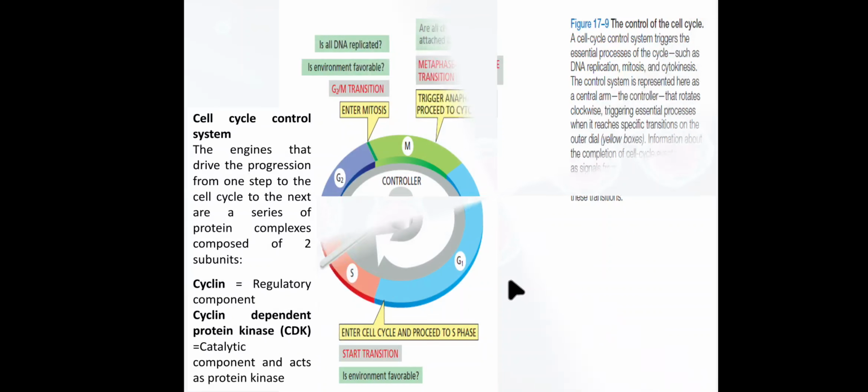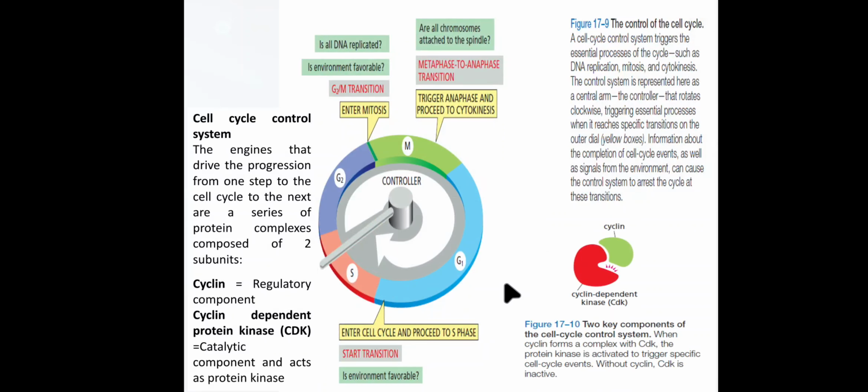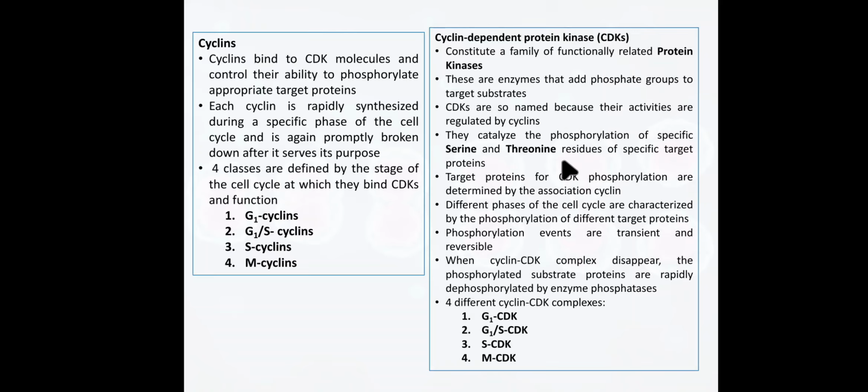In our previous class, we started with the cell cycle control system. The two main subunits of the protein complex which regulates the cell cycle are cyclin and cyclin dependent protein kinase. Cyclin is a regulatory component, and cyclin dependent protein kinase is a catalytic component. We also studied the difference between cyclins and cyclin CDKs. Cyclins bind to the CDK and control its ability to phosphorylate.